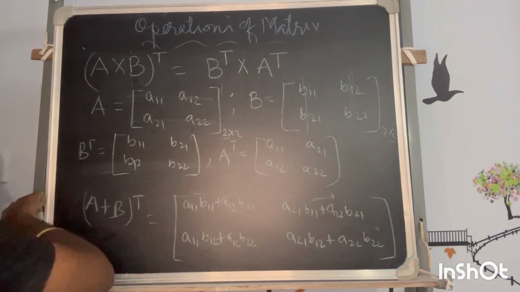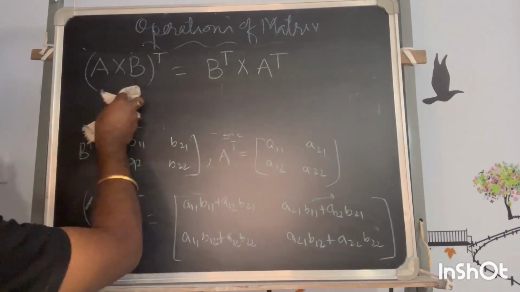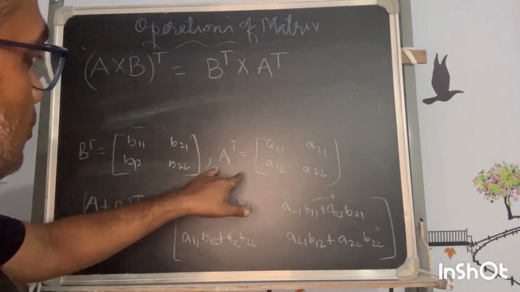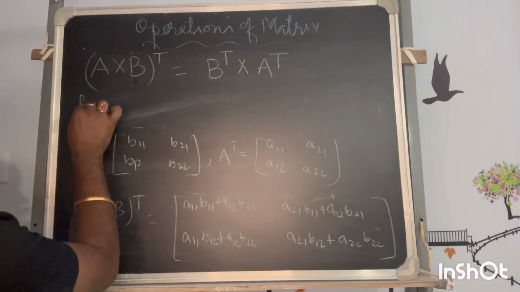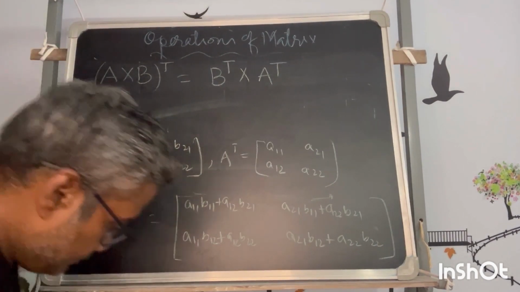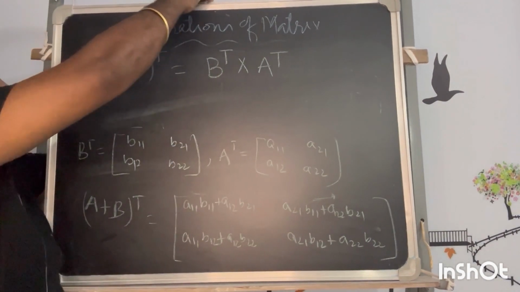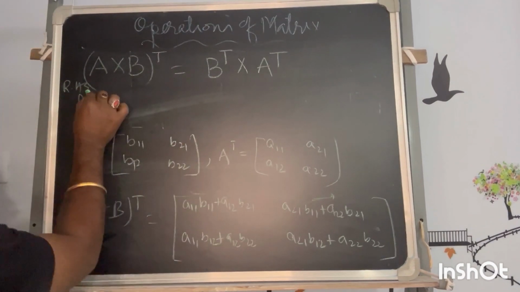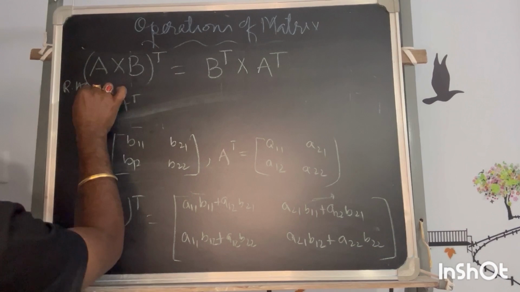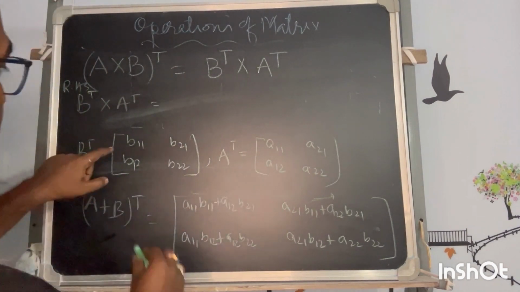Now I will rub the original one. This is not needed. Actually I need some space here so that I can see the computation of this. So when we have the two transposes, now my task is to find the right hand side, that is equal to B transpose cross A transpose. Okay, this B transpose. So now we have to multiply. You know the multiplication.